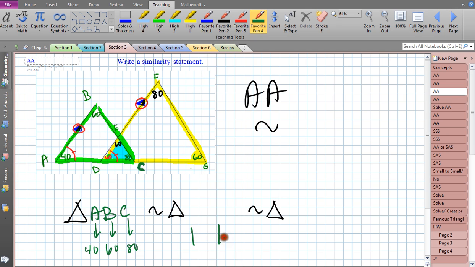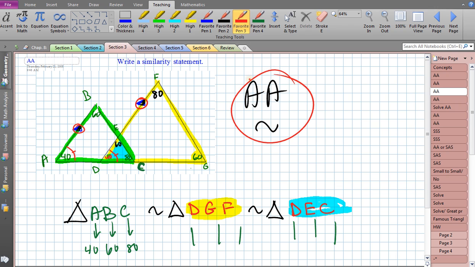So those numbers have to correspond to the letters that I put down in the last 2 triangles here. Let's do the yellow one first. So the yellow one next. And what 3 letters are going to correspond to the green triangle? Well, the 40 is angle D, the 60 is G, and the 80 is F. And let's do the blue triangle last here. Which one corresponds to 40? Well, that's angle D, 60 is E, and the 80 is C. So once again, these 3 triangles are similar because of angle, and I wrote a similarity statement based upon all 3 triangles.